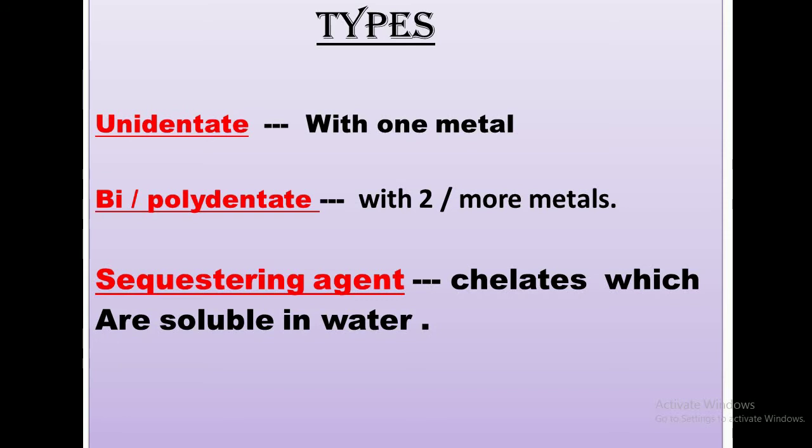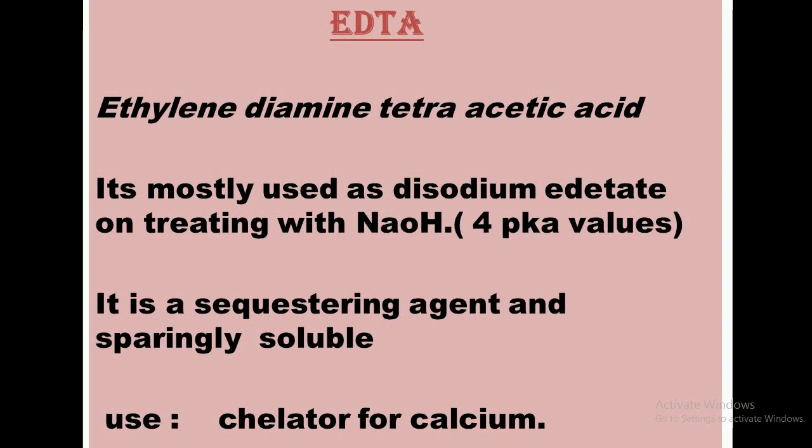Next is the sequestering agent. This is somewhat important, generally it is soluble in water. So we don't have much toxic effect from these, as they are soluble in water. This is the meaning of a sequestering agent. Let's see the different types of complexing agents.